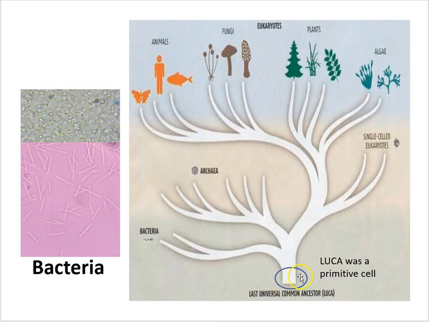We can give this thing a name. We'll call it Luca, the last universal common ancestor, and it was some primitive kind of cell that gave rise to different kinds of bacteria, who will then go on to make more complex cells and then multi-celled organisms, and that whole evolutionary process is going to take 4 billion years.